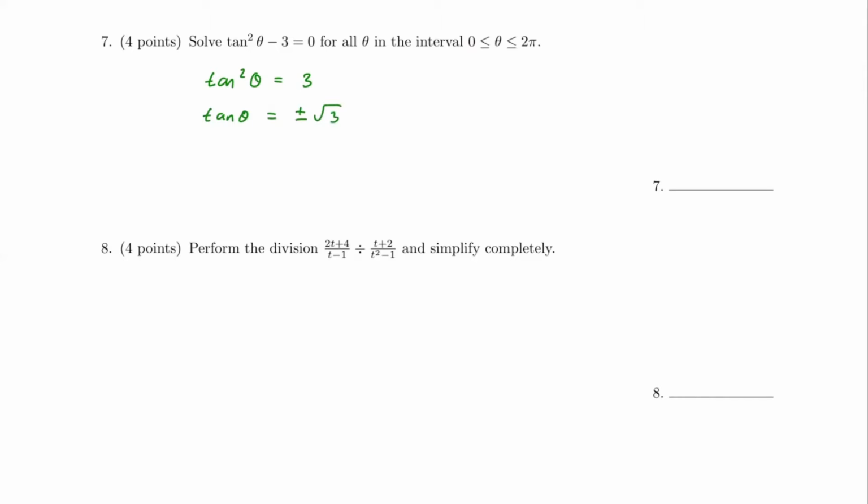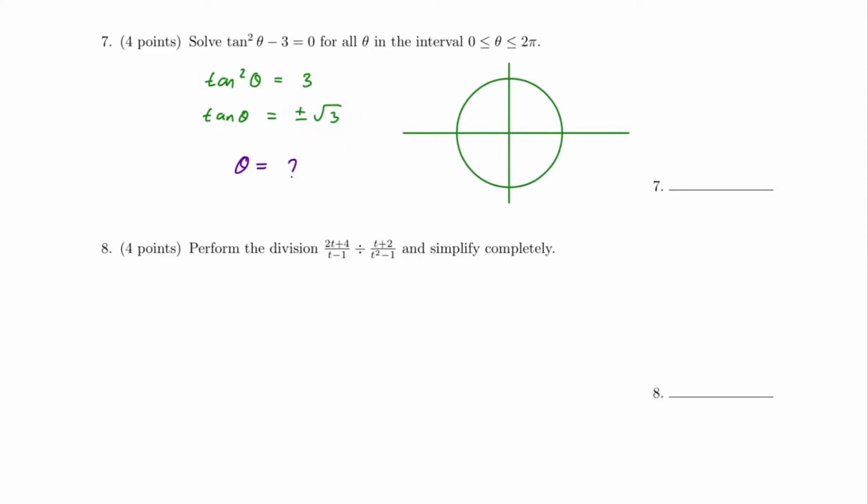So remember, every time you take the square root, you get 2 different values, plus or minus. Okay, now let's see what theta is. We want to know what our theta value is, so that tangent of that theta gives us positive square root of 3 or negative square root of 3. Now we need to go back to the unit circle. So let's suppose here's our unit circle. Let's go ahead and draw that.